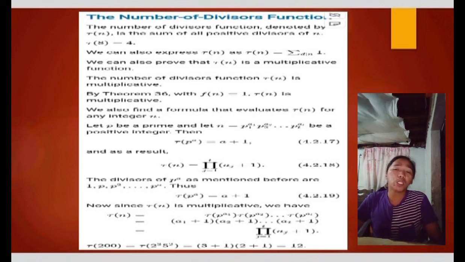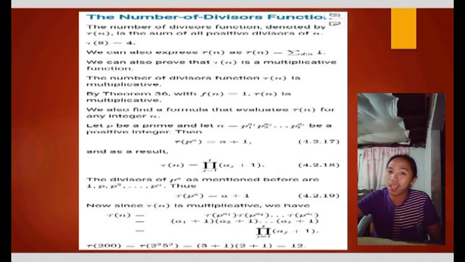And we can also express the tau of n as the tau of n is equal to the summation of d divides n of 1. We can also prove that the tau of n is a multiplicative function. With a theorem, we say that f of n is equal to 1, therefore tau of n is multiplicative. We also find a formula that evaluates tau of n for any integer n.